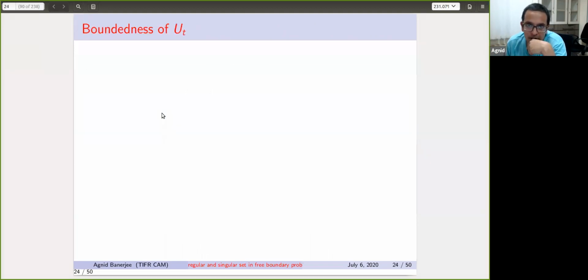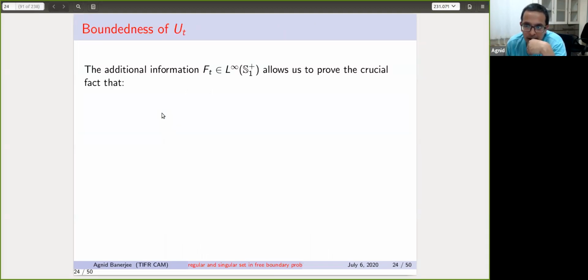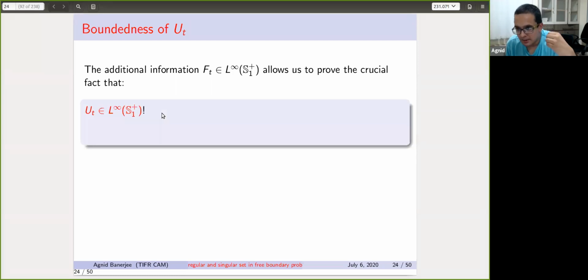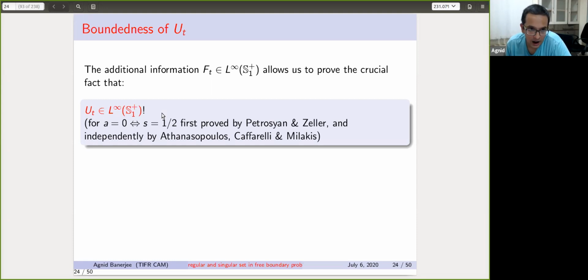And then from the Moser type estimates, you would know that the time difference quotients are uniformly bounded in terms of the L2 norm of the time derivative of the time difference quotient, which, as you take the limit, gives that the time derivative is L infinity. So this is how we prove that the time derivative is L infinity. For s equals to half or a equals to 0, this was previously observed by Petrosyan and Zeller, and also independently by Athanasopoulos, Caffarelli, and Milakis, but their estimates were again global.